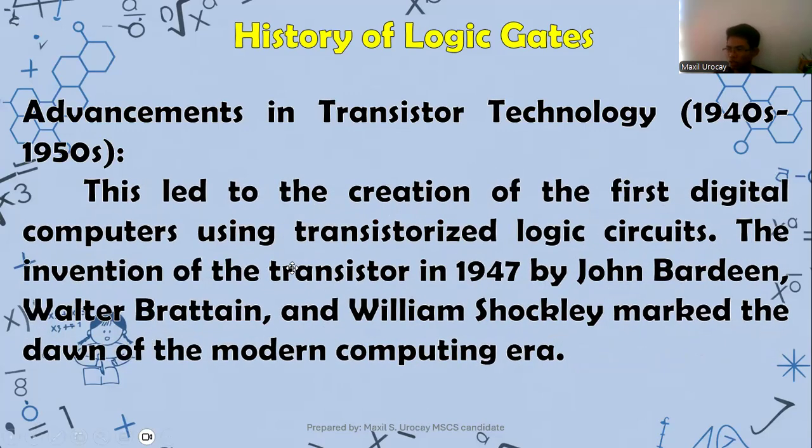Advancement in transistor technology led to the creation of the first digital computer. The invention of the transistor in 1947 by John Bardeen, Walter Brattain, and William Shockley marked the dawn of the modern computing era.